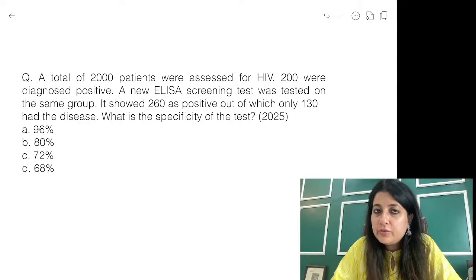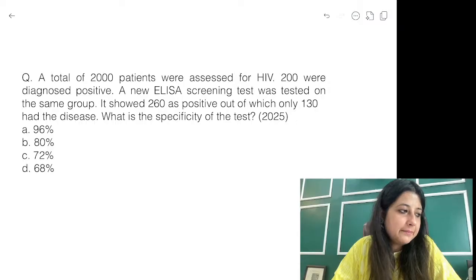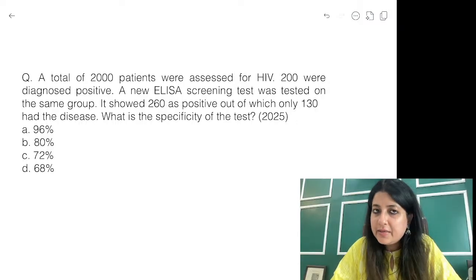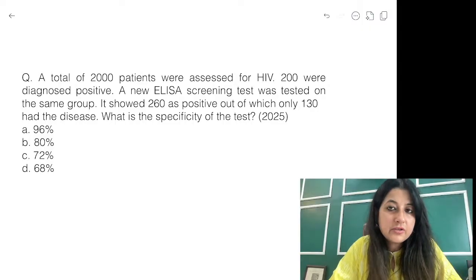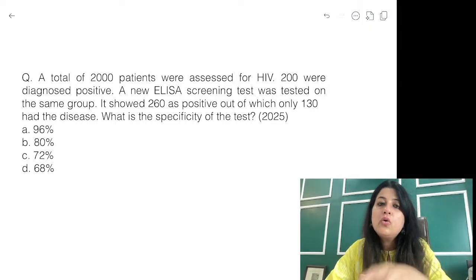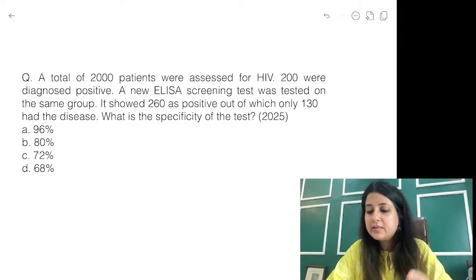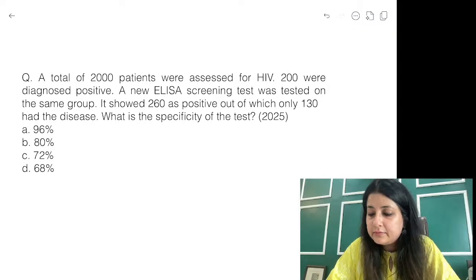A total of 2,000 patients were assessed for HIV. 200 were diagnosed positive. Now tell me, I am assessing 2,000 patients, testing for HIV, and 200 people have been diagnosed.